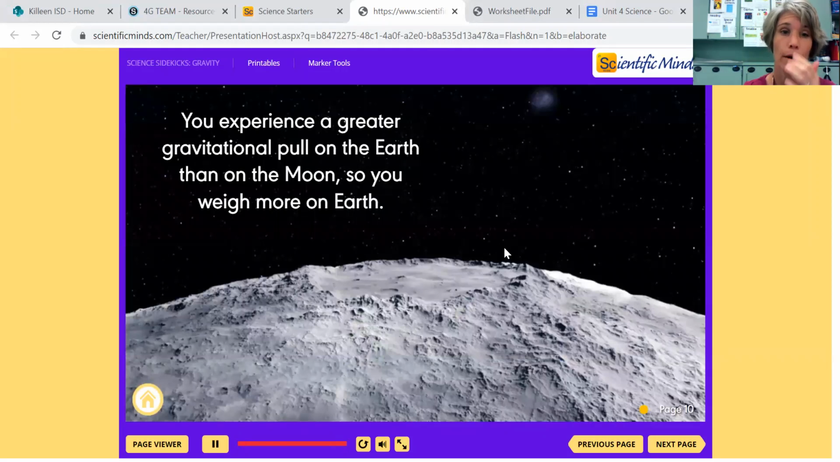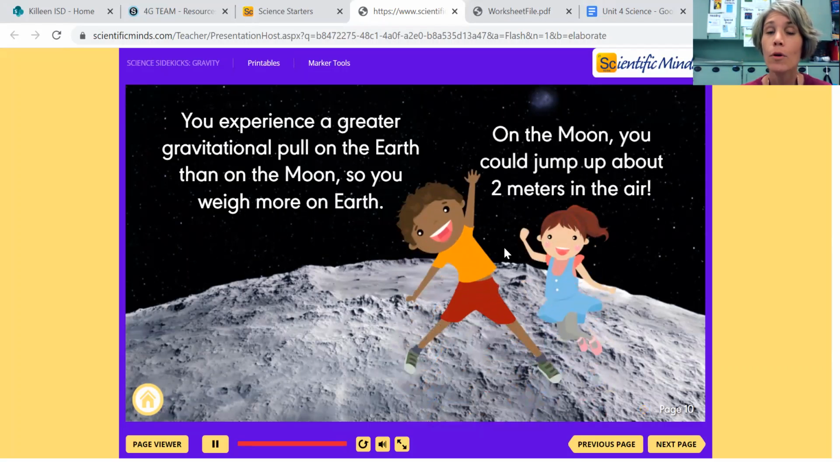You experience a greater gravitational pull on the Earth than on the moon, so you weigh more on the Earth. Because remember, the moon is smaller, so it has less gravity. And if there's less gravity, then you are not going to weigh as much. On the moon, you could jump about 2 meters up in the air. 2 meters is 6 feet. That means you could jump taller than Mrs. Raymond, 6 inches taller than me.